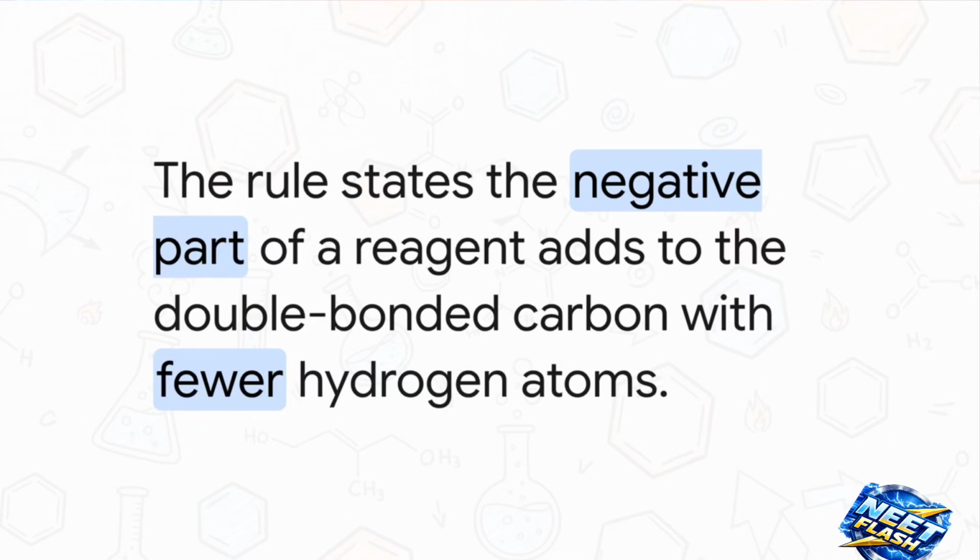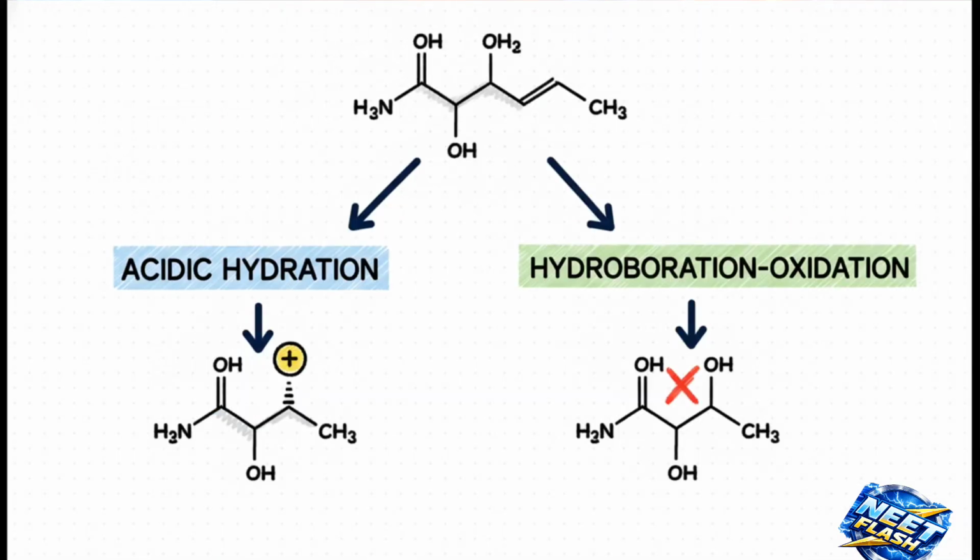Why? Well, it all comes down to stability. This path creates a more stable intermediate, a little temporary structure called a carbocation. Nature always prefers the most stable path, and that's what we see happening here. But what if you don't want to follow the rules? What if you, as the chemist, need the exact opposite outcome? Well, of course, there's a trick for that.